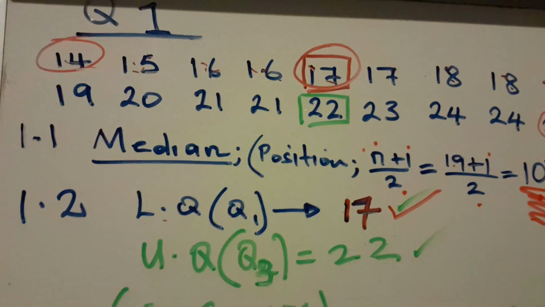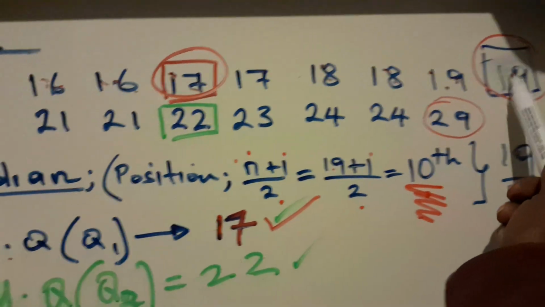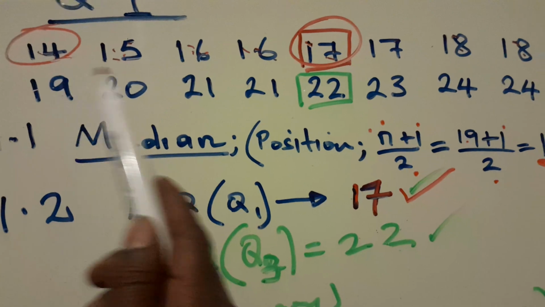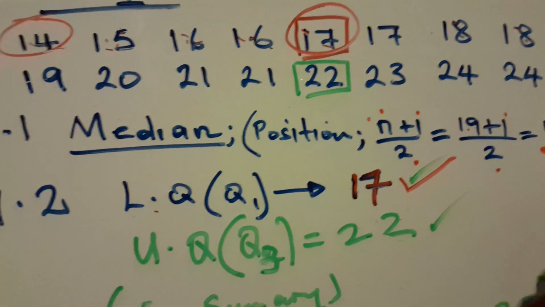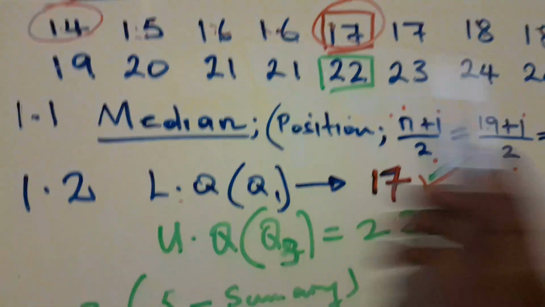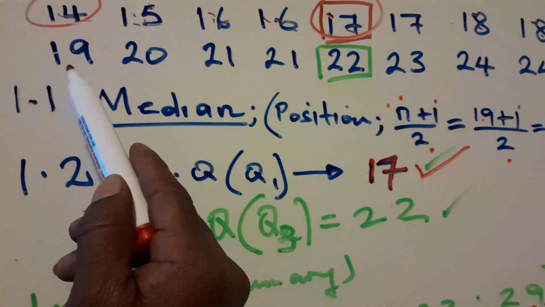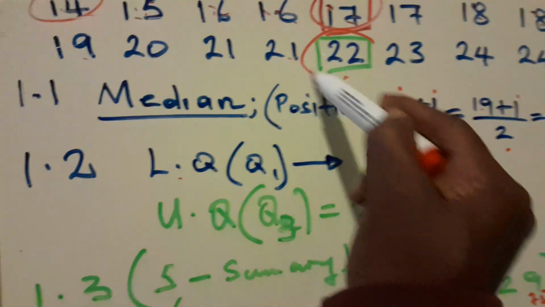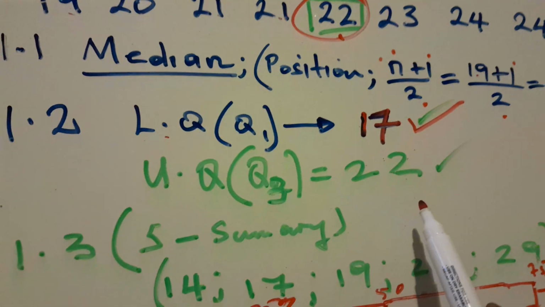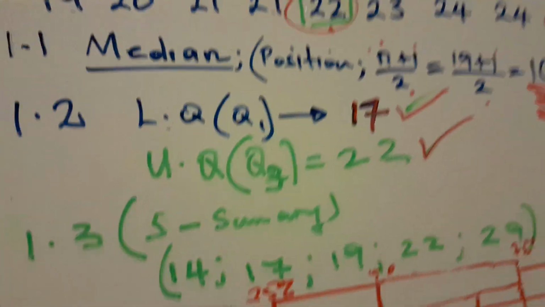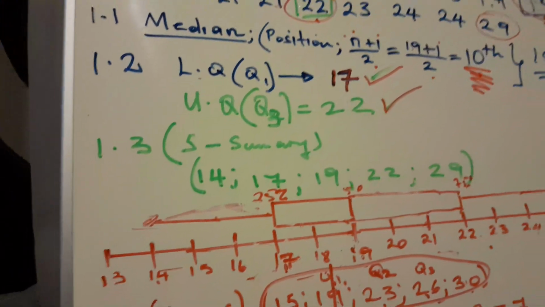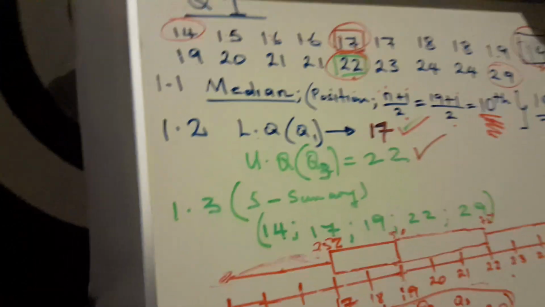Then you do the same thing here. After the median, which is 19, how many do I have? 1, 2, 3, 4, 5, 6, 7, 8, 9. So the 5th one from the median, 1, 2, 3, 4, 5, gives me the upper quartile, which comes to 22. Yes.